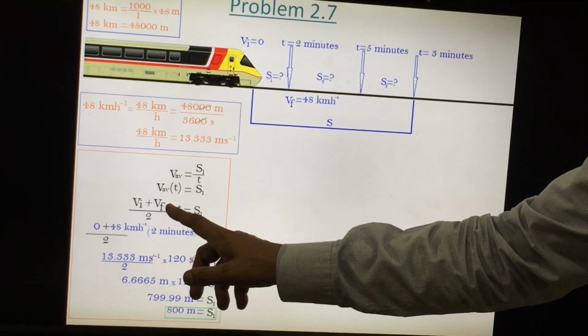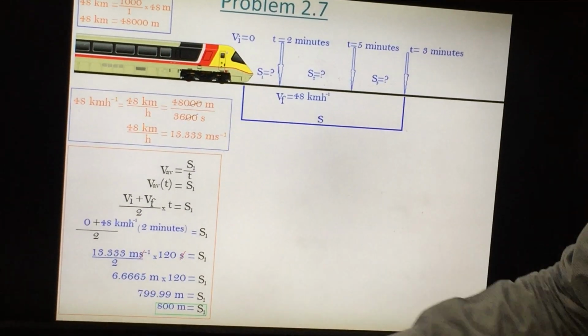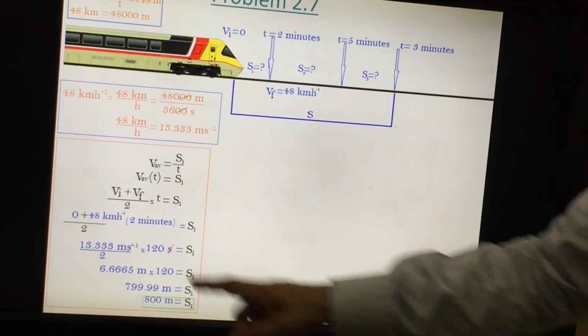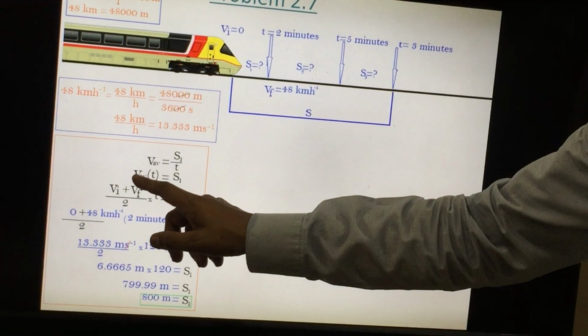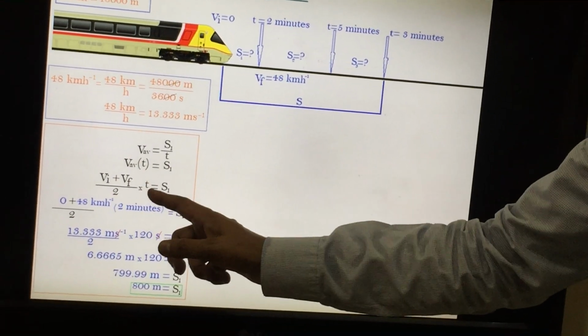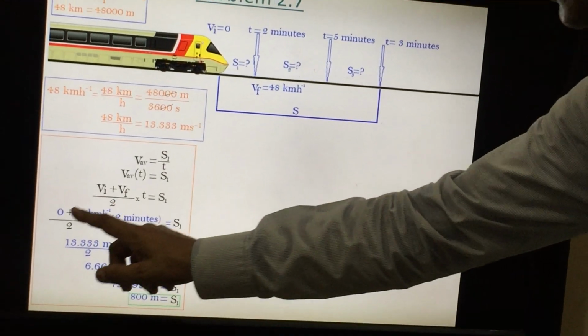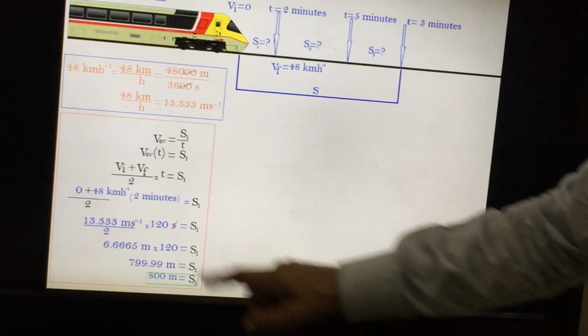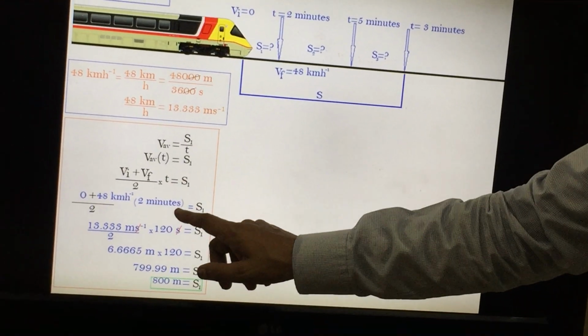So for average velocity, we add the two velocities and divide by the number of velocities, and there are two velocities, that's why it is divided by 2. So average velocity is (Vi plus Vf) divided by 2, multiplied by time. Vi was 0 here, plus final velocity 48 kilometers per hour, and then multiplied by time, which is 2 minutes.